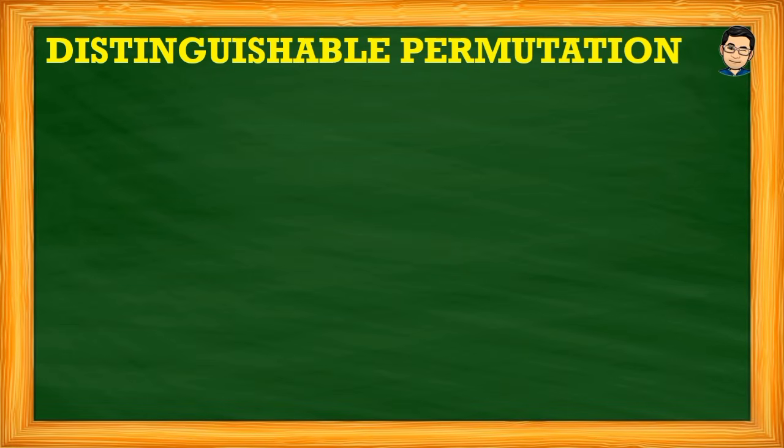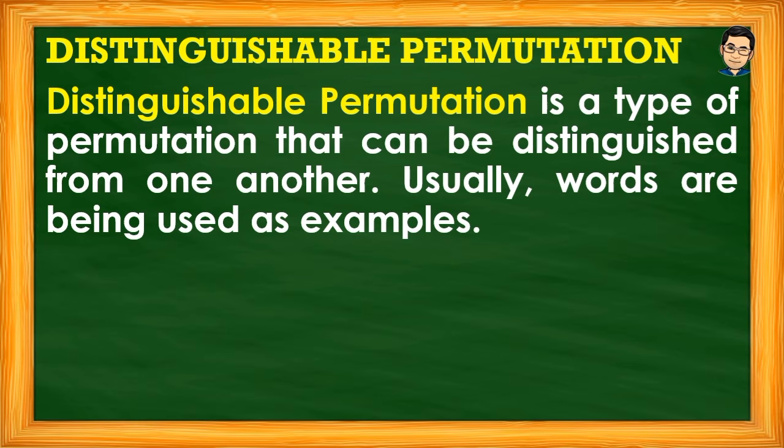Next naman is distinguishable permutation. So, distinguishable permutation is a type of permutation that can be distinguished from one another. Usually, words are being used as examples. Okay, so kung paano naiiba ang isang bagay sa ibang bagay. Okay. So, maaari natin gamitin po dito, sa distinguishable permutation is yung mga words, mga salita, as examples.